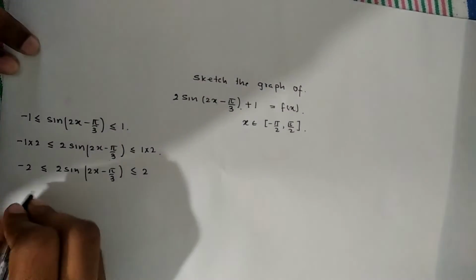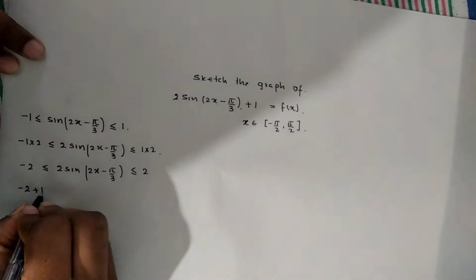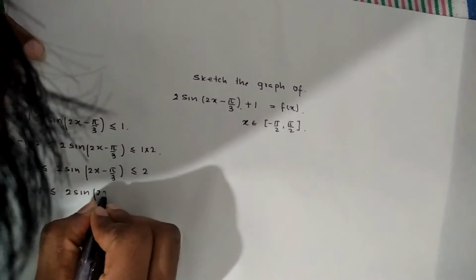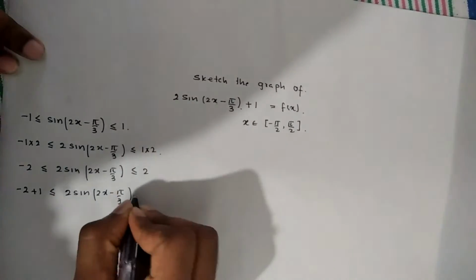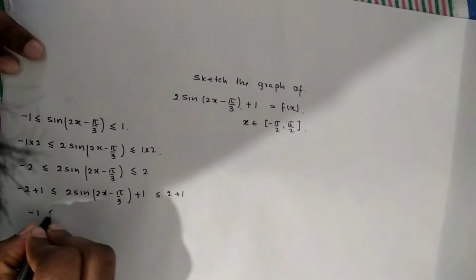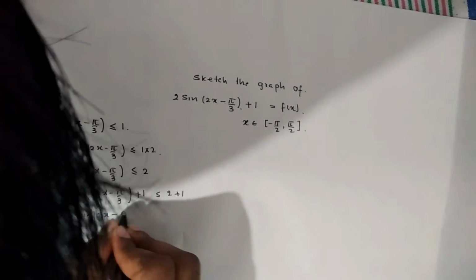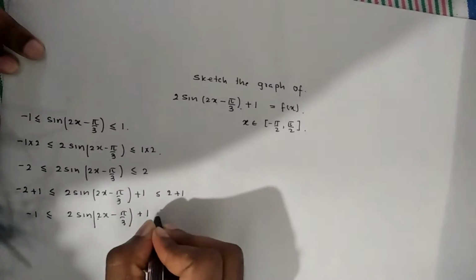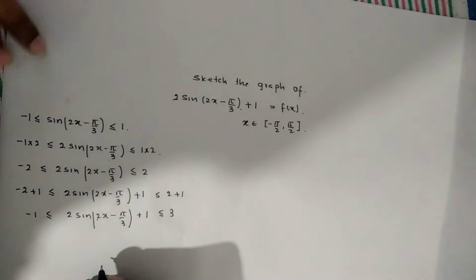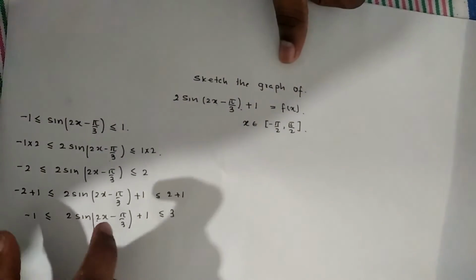Now you can add 1 to everything, because you have plus 1 here. So −2 + 1 is less than or equal to 2 sine(2x − π/3) + 1, which is less than or equal to 2 + 1. So you end up getting −1 less than or equal to 2 sine(2x − π/3) + 1 less than or equal to 3. So you know that your graph is going to be between −1 and 3.